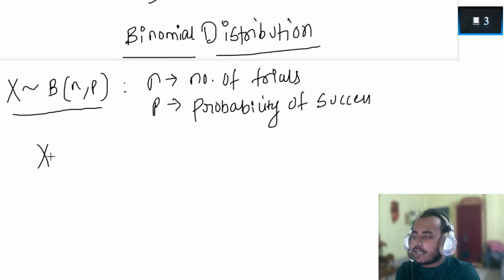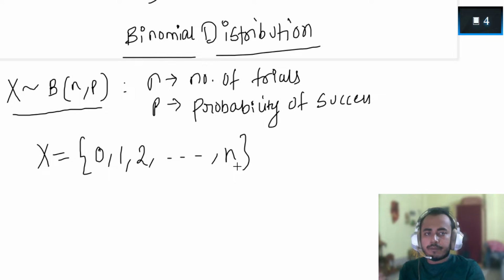This would basically mean that the values that X can take are from 0, 1, 2, and all the way up to n. X can take all the integer values from 0 to n. And now it can take these n plus 1 values, that is true. But there is one more thing. There are different probabilities associated with each of these numbers which X can take.